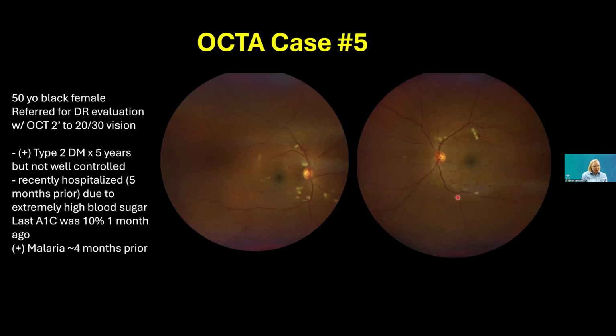This is another patient that I chose to do an OCTA on. This was an atypical case. This patient really has a lot of cotton wool spots for diabetic retinopathy. And whenever I see this many cotton wool spots, especially in these locations, I want to make sure it's truly the diabetes. She recently had malaria and really had this acute elevation in her blood sugar. So a lot going on.